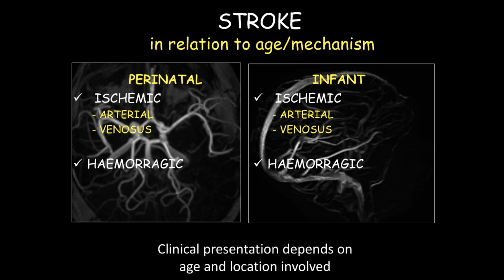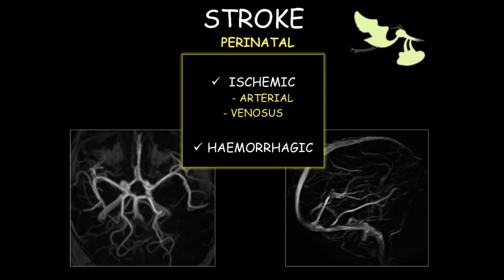I will split our group into two main subgroups: perinatal stroke and infant stroke. For both groups, we are going to speak about the ischemic and the hemorrhagic variants. Let's start with perinatal stroke, in particular with the ischemic perinatal stroke.